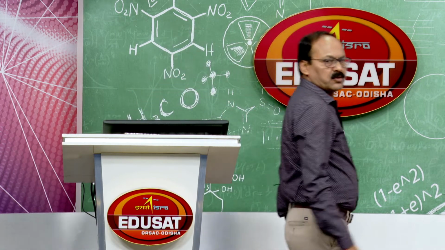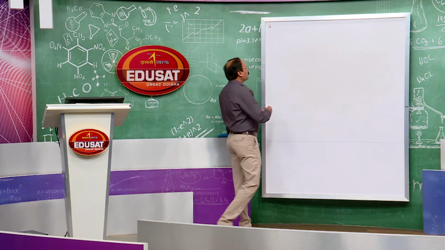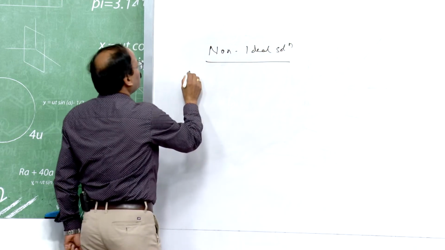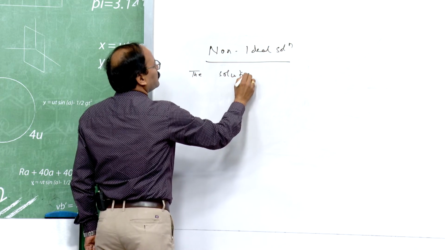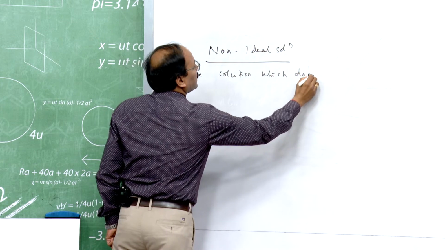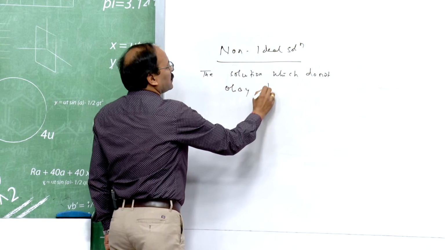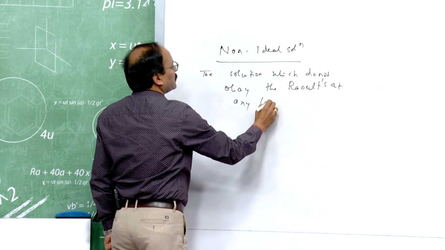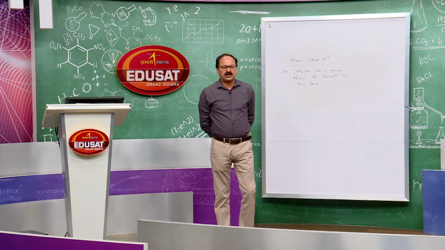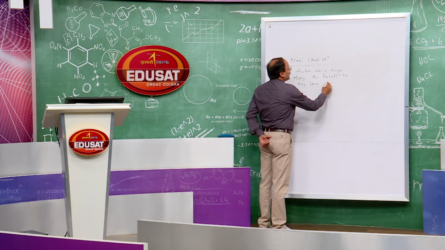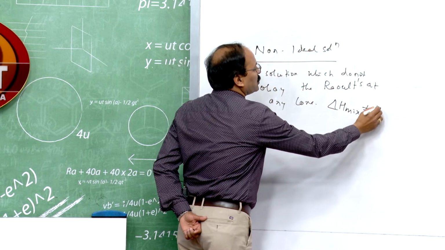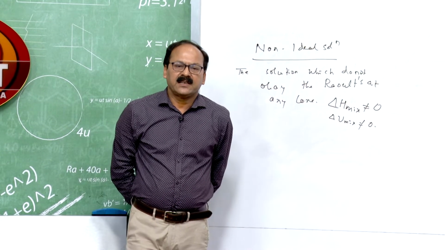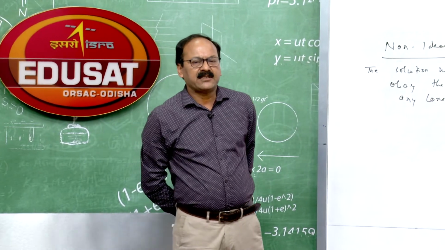Non-ideal solutions are those solutions which do not obey Raoult's law at any concentration. The non-ideal solution does not obey Raoult's law, and also the enthalpy change on mixing is not equal to 0, and delta V mix, that is volume change, will be there. In a non-ideal solution, there is volume change, there is enthalpy change, and it does not obey Raoult's law at any concentration, that is a non-ideal solution.